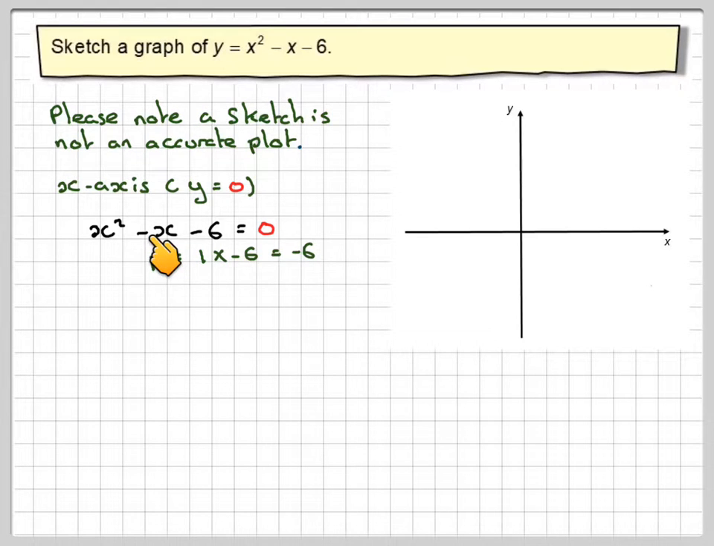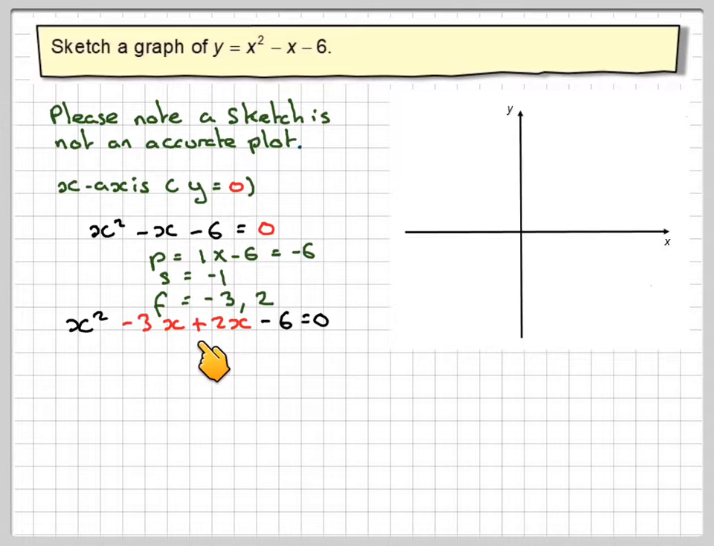The sum will be minus 1, and then we want two numbers. When you multiply them together, you get minus 6, and when you add the same two numbers, you get minus 1. You come up with minus 3 times 2, which is minus 6, and if you add minus 3 plus 2, you get minus 1. You write down the quadratic, so x squared, and you split the middle term up into minus 3x plus 2x, and you've got minus 6 is equal to 0.